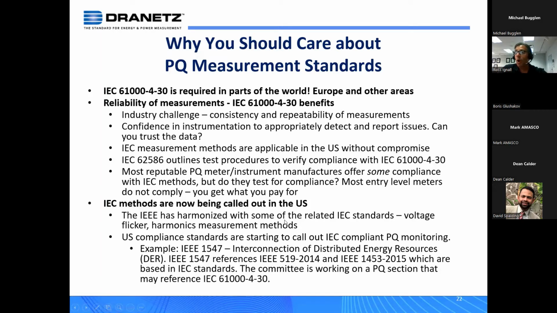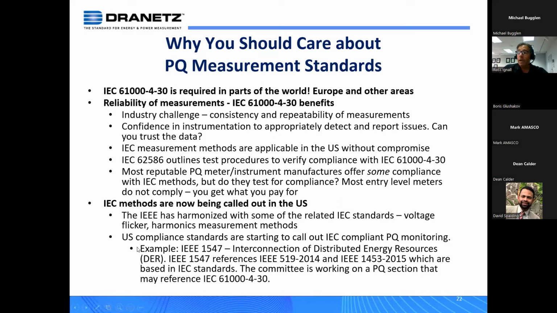Well, last but not least here, IEC methods are now being called out in the United States. And the IEEE is harmonized with some of these related standards, specifically for voltage flicker, and more recently, the IEEE 519/2014, which took the IEC methods to measure harmonics and harmonized them and adopted them exactly. But the IEEE added statistical compliance on top of that. So they use the same measurement techniques, but they had compliance statistics for voltage and current, THD, TDD, and harmonics and stuff that are added to that. Again, we will focus on that at our next webinar on June 1st, where we'll talk about harmonics.